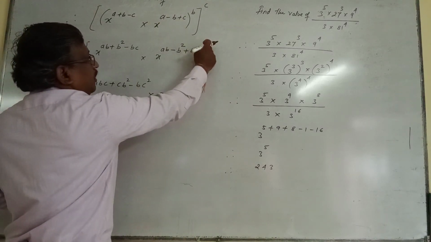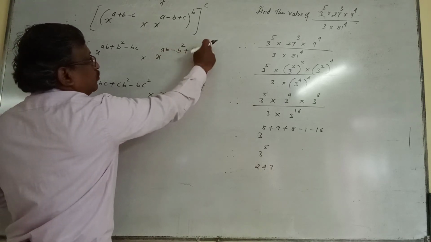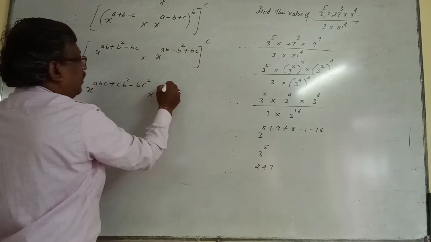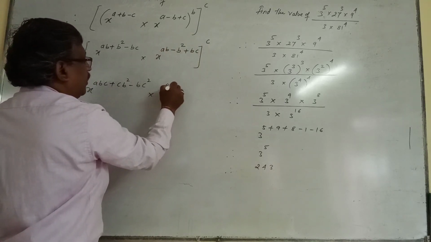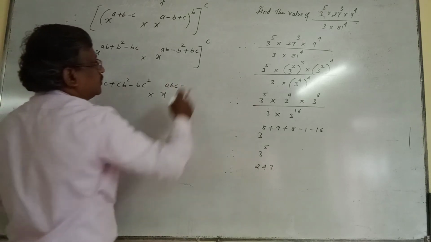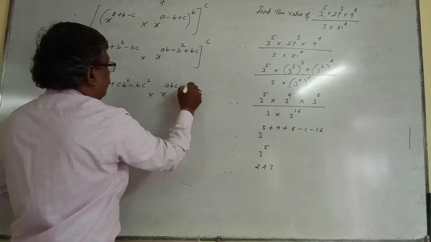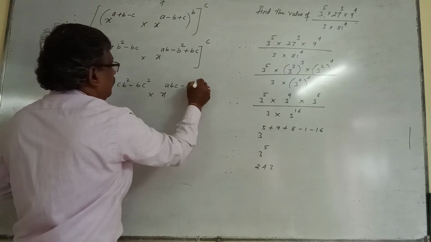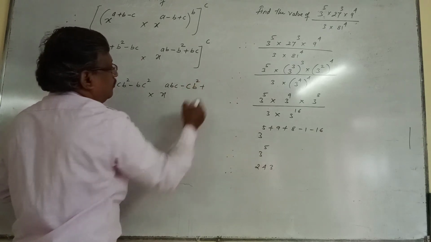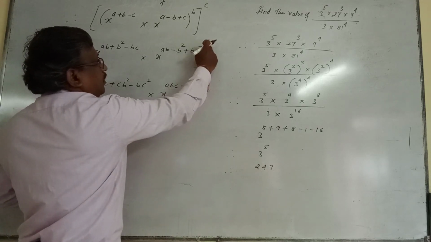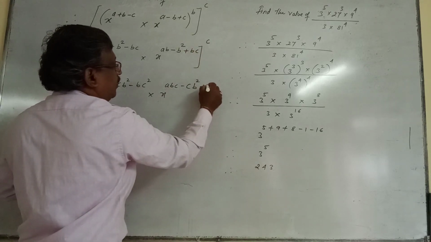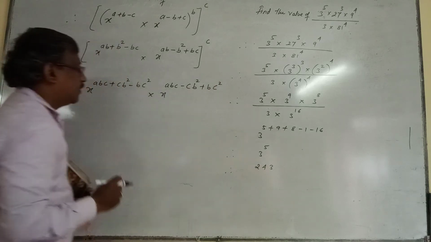into x raised to, again multiply by c to all these three values, so c into ab, you'll get x raised to abc, minus c into b square, you'll get minus cb square, plus c into bc, you will get bc square.